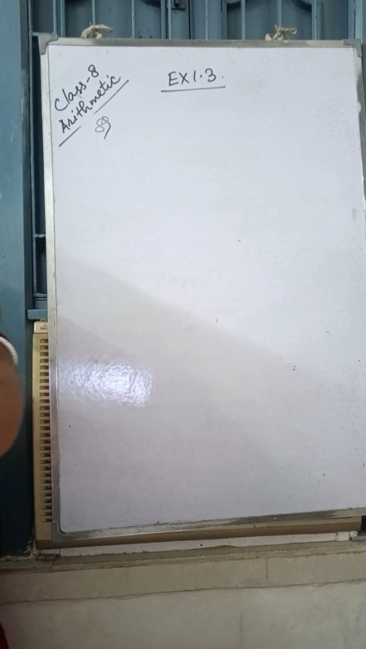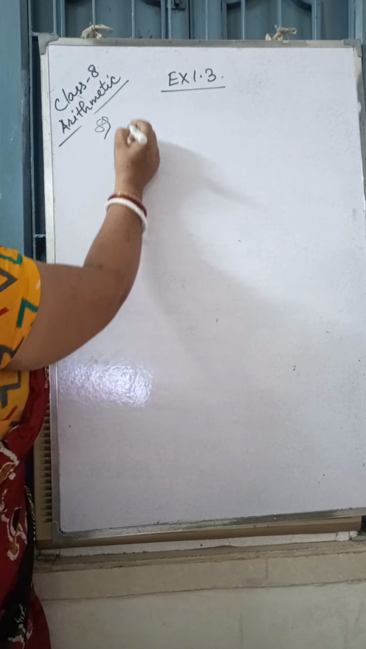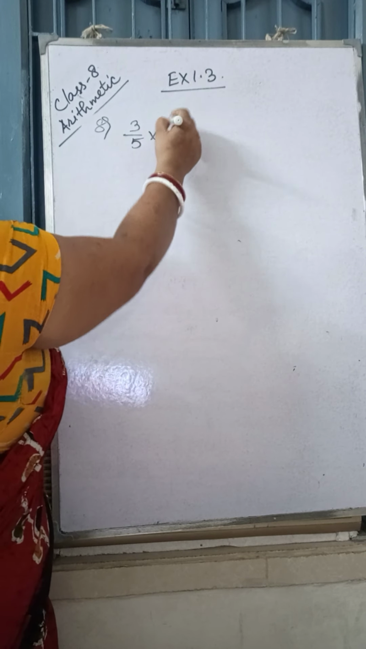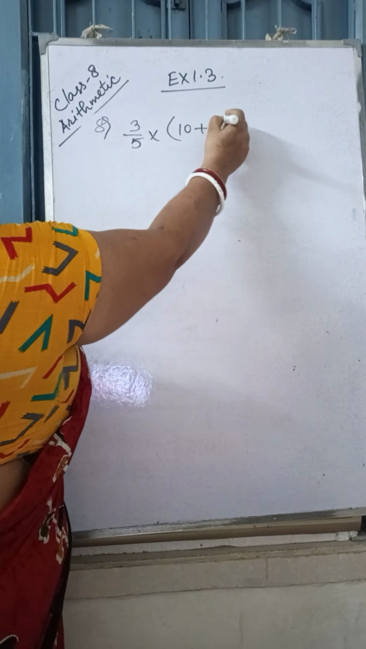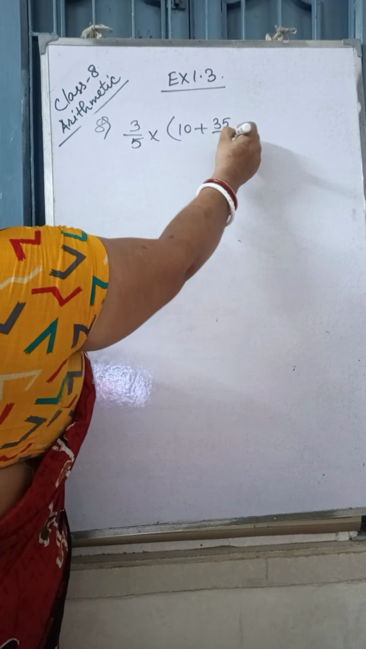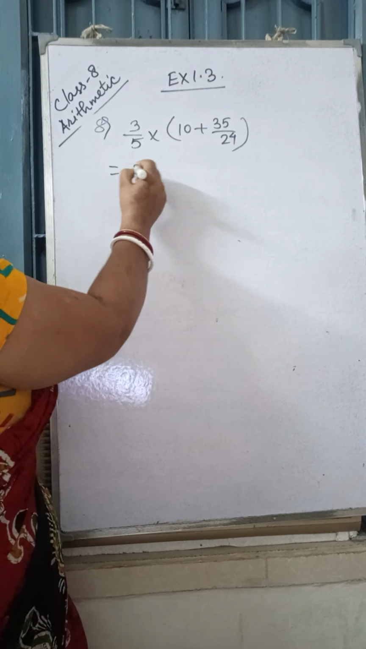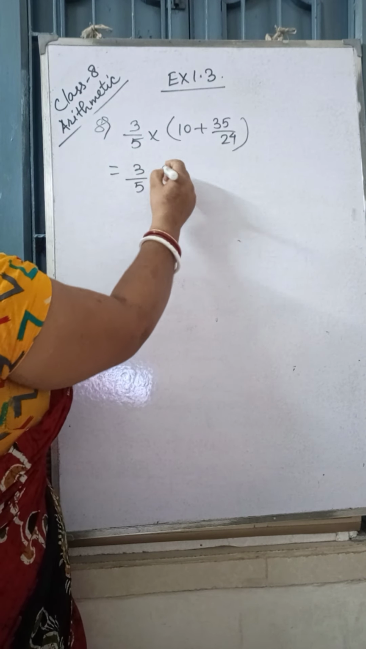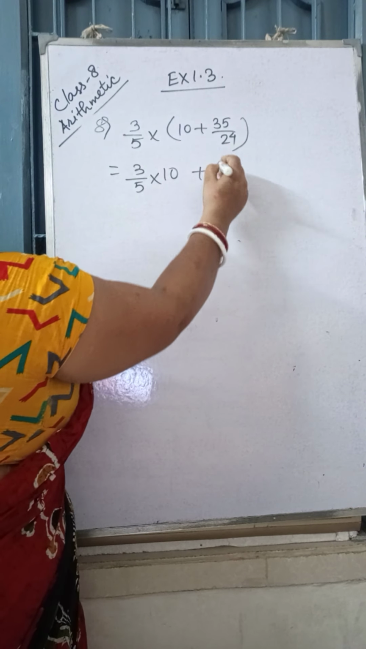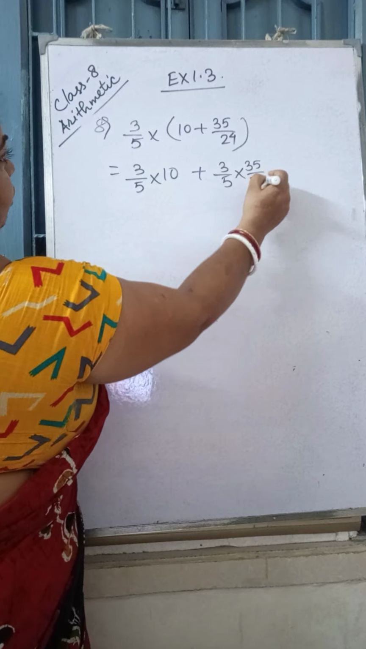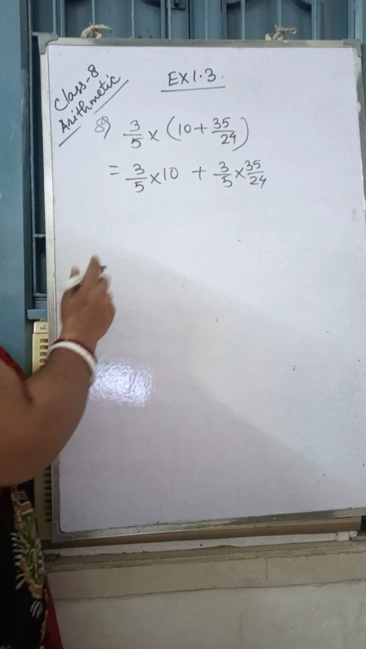It is given, use the distributive property. It is given 3 by 5 into (10 plus 35 by 24). Now they have asked you to use the property, so what are we going to do? We are going to write it in terms of addition: 3 by 5 into 10 plus 3 by 5 into 35 by 24. In the way of distribution we are going to write it.